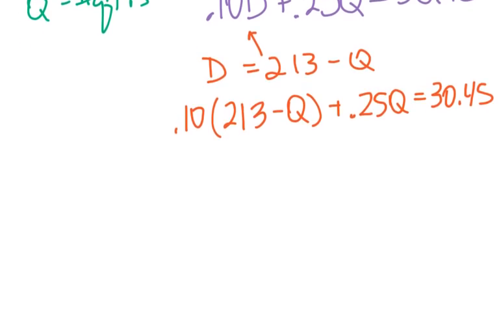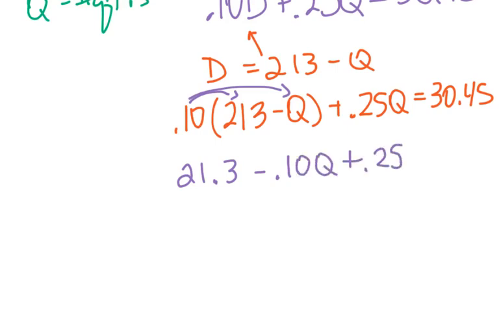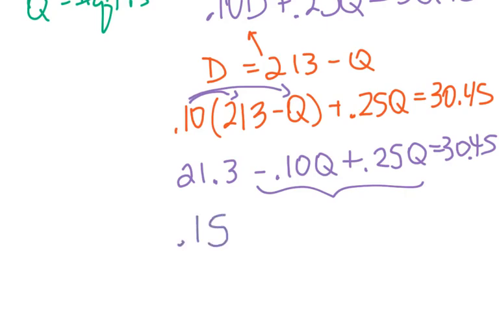Okay, so now I'm going to distribute. So 0.10 times 213, so it's like 10% of 213, so it's going to be 21.3. Definitely want a calculator for this problem because with all the decimals it does make it pretty hard to do quickly. Okay, so all I did was distribute. Okay, now I'm going to combine my like terms. So if I have negative 0.10 plus 0.25, that's like if you have 25 cents and you take away 10 cents, you have 15 cents left. So 0.15Q, that takes care of that, plus 21.3 equals 30.45.